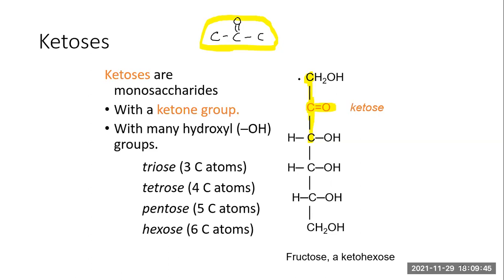If we count up the carbons, this is again going to be carbon 1, that would be carbon 2, that would be carbon 3, carbon 4, carbon 5, and carbon 6, which means in this particular case, this would also be known as a hexose because it contains 6 carbons.